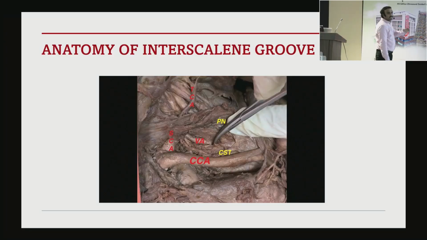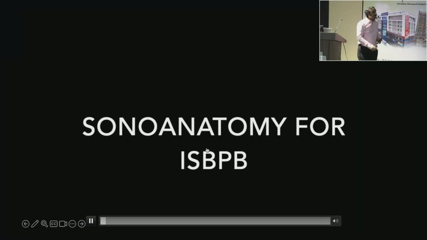So all these things lead to the complications which we were discussing yesterday. So what is more important is to understand anatomy and correlate with sonoanatomy so that when you do the block, we can avoid the complications. Now coming to the sonoanatomy of interscalene brachial plexus block.